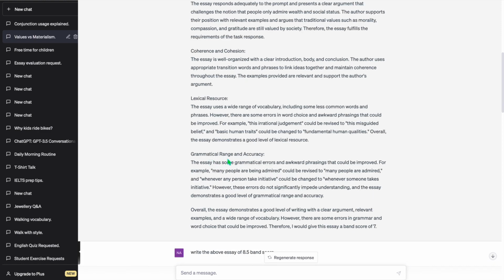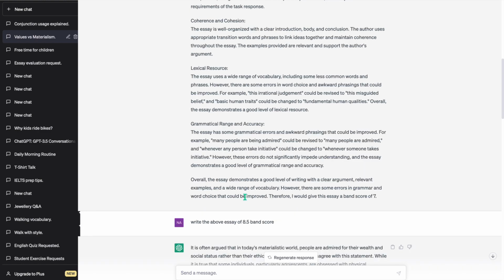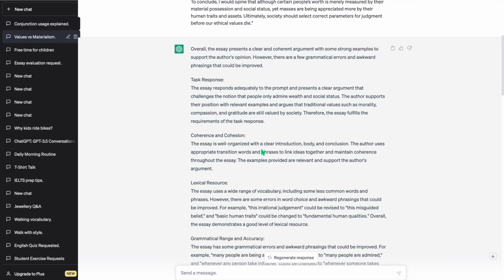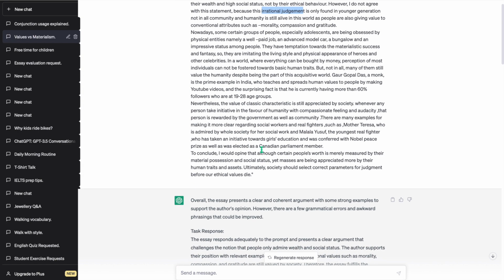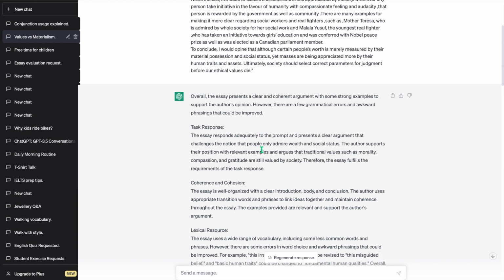And in grammatical range and accuracy, it has given us some suggestions. Like for example, many people are being admired could be revised to many people are admired. Okay, whenever any person take initiative could be changed to whenever someone takes initiative. See how it is giving us the suggestions we can improve. I think this is the best way to improve our IELTS writing score, because sometimes we can't find the standard way to convey our messages or our feelings in the essay, so it can help us.